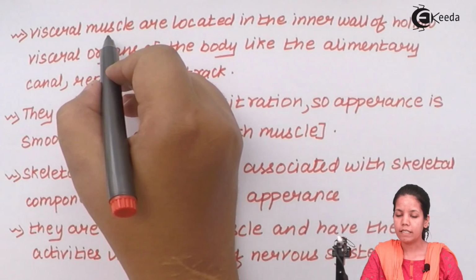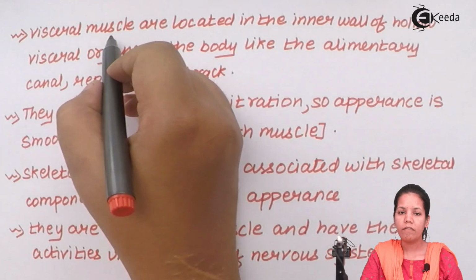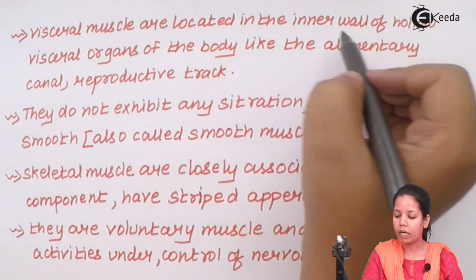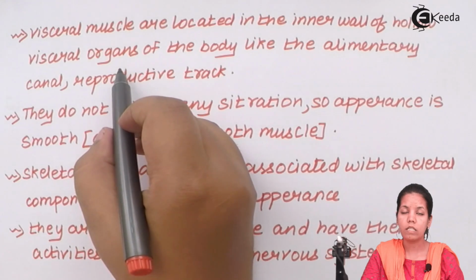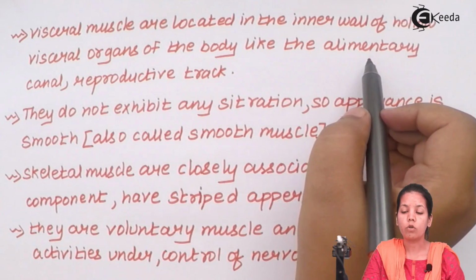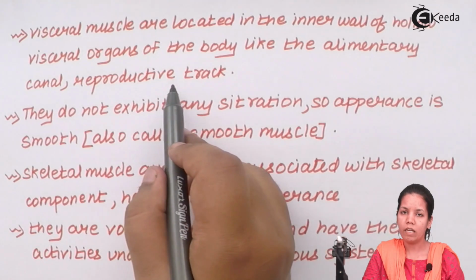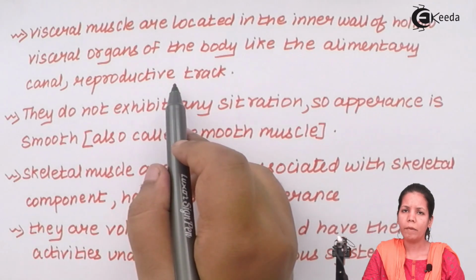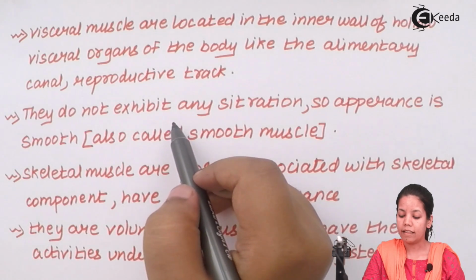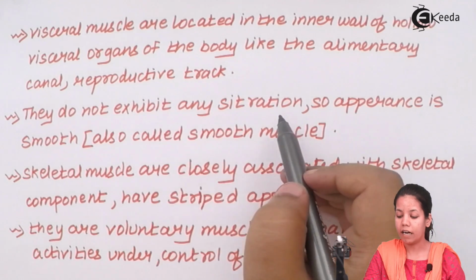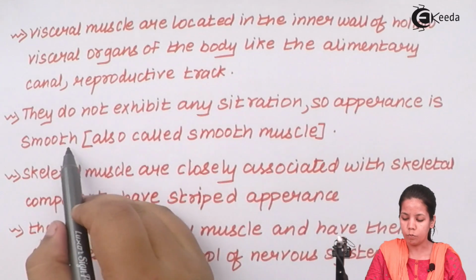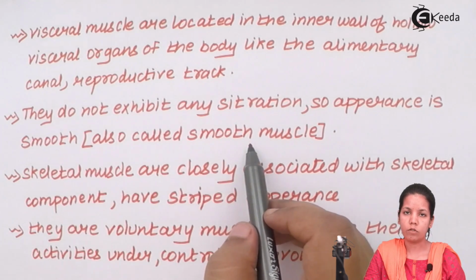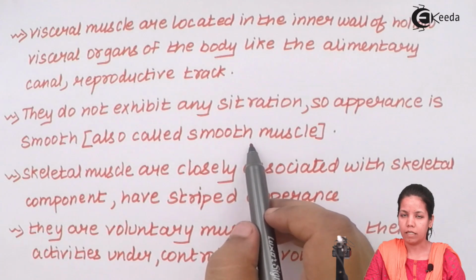The second kind of muscles are your visceral muscles. Now, visceral muscles are located in the inner wall of hollow visceral organs, and these visceral organs are your alimentary canal, which is your food pipe, and your reproductive tract in male as well as female. One major thing about visceral muscles is that they never show any kind of striations in them. That is the reason their appearance under a microscope or electron microscope is always smooth. They are also sometimes called smooth muscles or non-striated muscles.